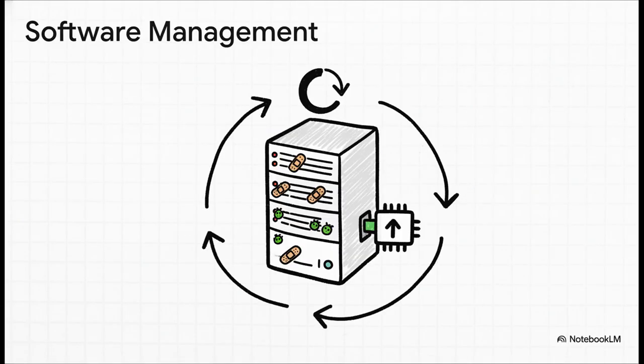And just like the hardware, the software needs constant attention. It's just like your phone, right? You're always getting updates. For networks, this means installing patches for security holes, doing big operating system updates, and even upgrading the firmware. That's the deep down code that makes the hardware actually run. It's a never-ending cycle of maintenance.